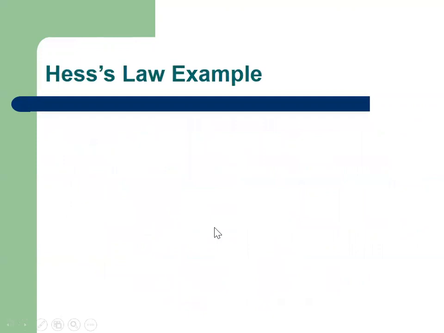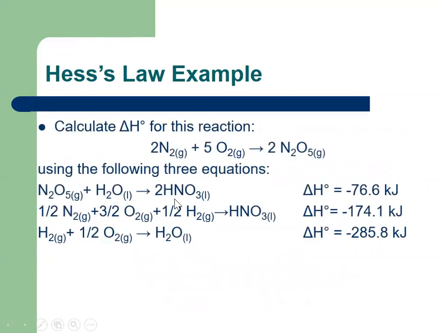So, Hess's law example. Here is the question. This is how this question is set up. Calculate delta H for the reaction 2N2 plus 5O2 yields 2N2O5. In this case, we can't look up the delta H value of N2O5 directly, because although the delta H of N2 is 0 and the delta H of O2 is 0, we don't know the delta H value of N2O5. That is not explicitly given in our table.